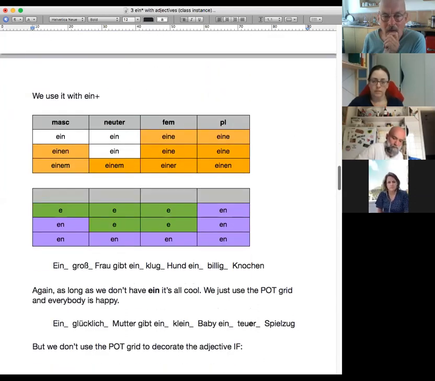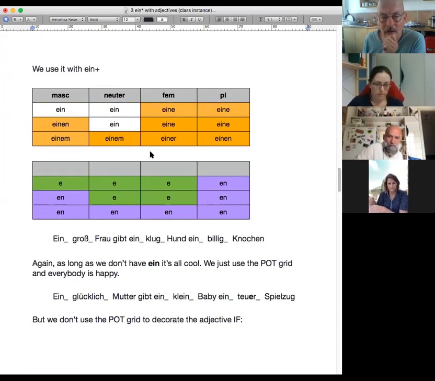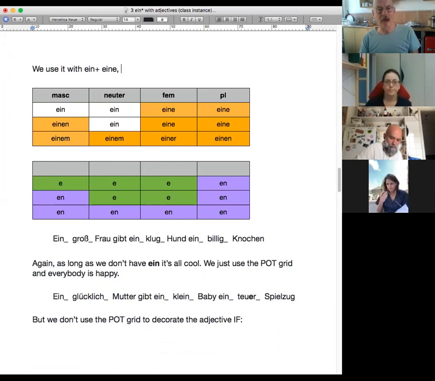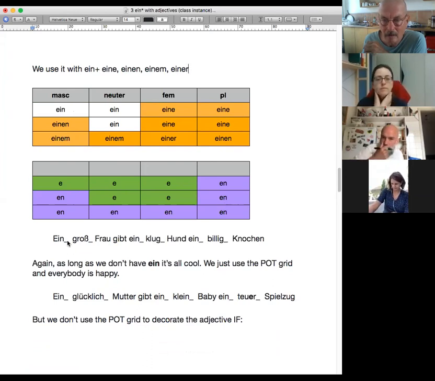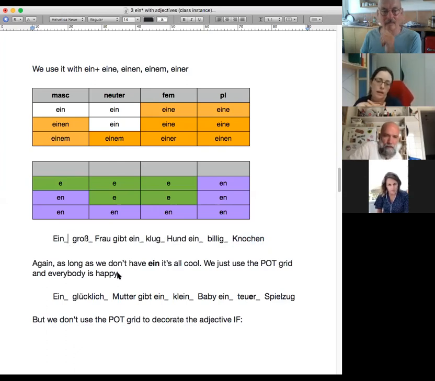Okay, so we can also use it if we have ein plus. Ein plus, you remember, is eine, einem, einen. We do not use it with ein, but we do use it with the orange ones. Okay, Emily. That's a feminine, that's a masculine, that's a masculine, yeah? Eine große Frau. That's an easy one, isn't it? It's always eine große.